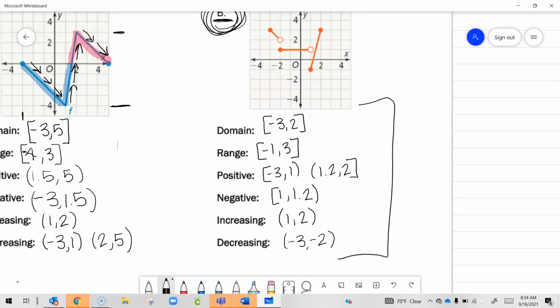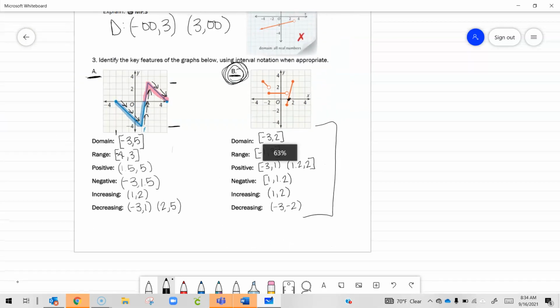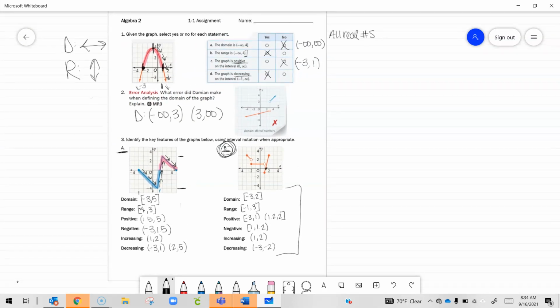Where it did get a little bit confusing is with positive and negative because of this open circle and closed dot, and where it switches, there's this little tiny gap between this open circle and right here where it goes from negative to positive. And so that made this region a little bit more confusing, but if you felt good about the majority of the video, then you should be pretty well set for section 1-1.